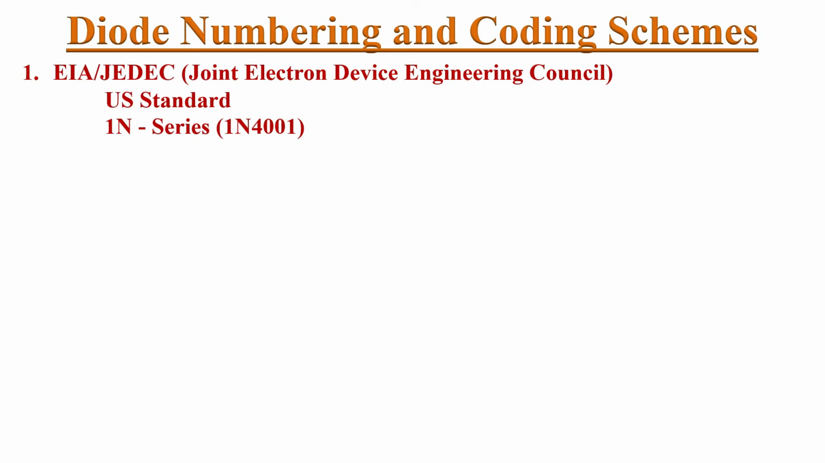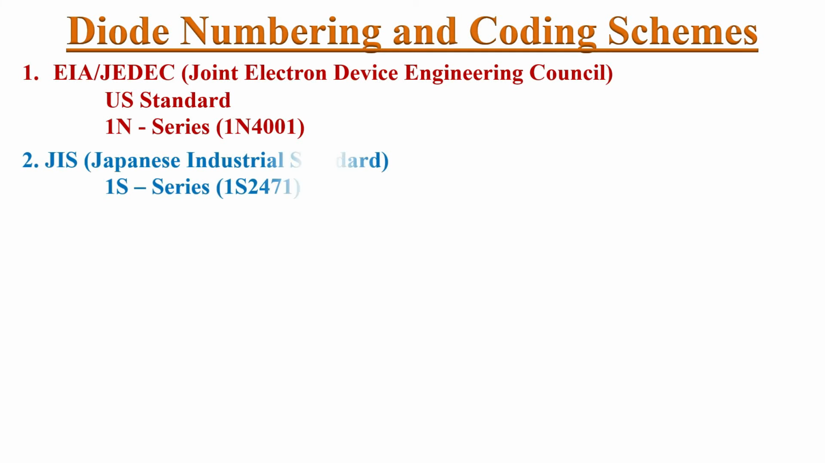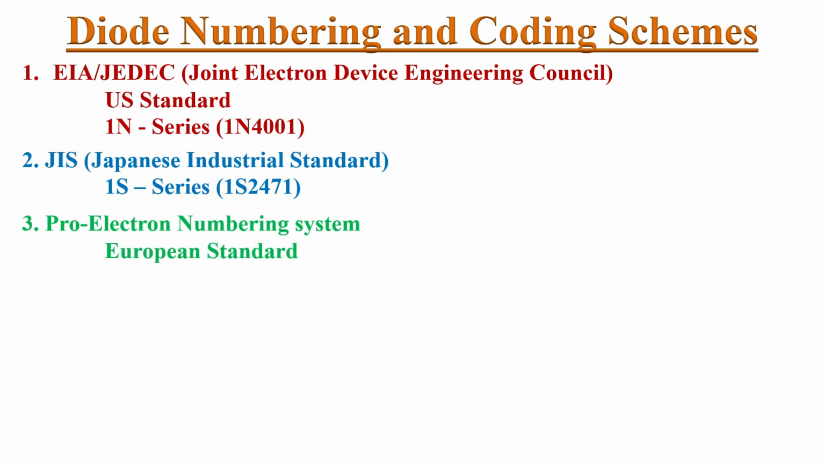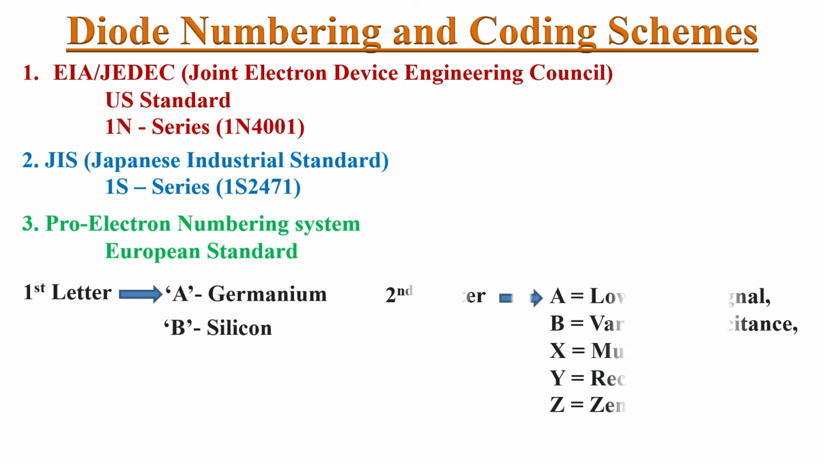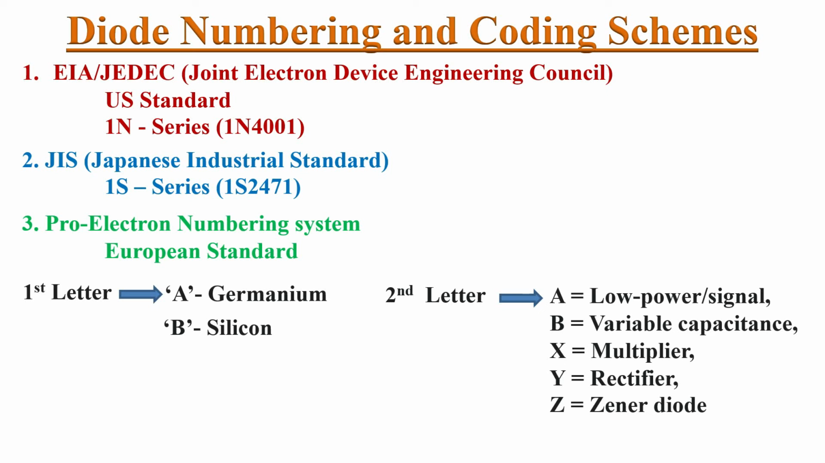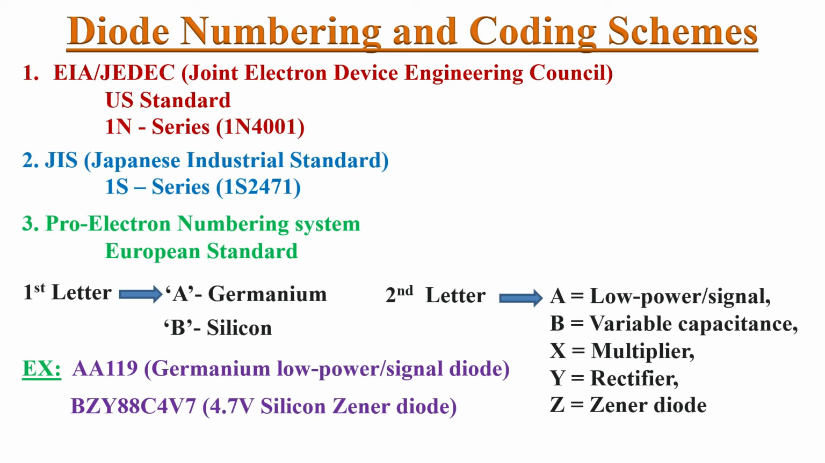There are three most common coding schemes used for diodes. First one, United States Standard Coding Scheme. Most diodes start with 1N. Second one, Japanese Standard Coding Scheme. All semiconductor diodes start with 1S. The third type of coding scheme is the European Standard Coding Scheme. In this standard, the first letter represents the type of semiconductor material. The second letter represents general function. For example, AA119 represents a germanium low power signal diode.